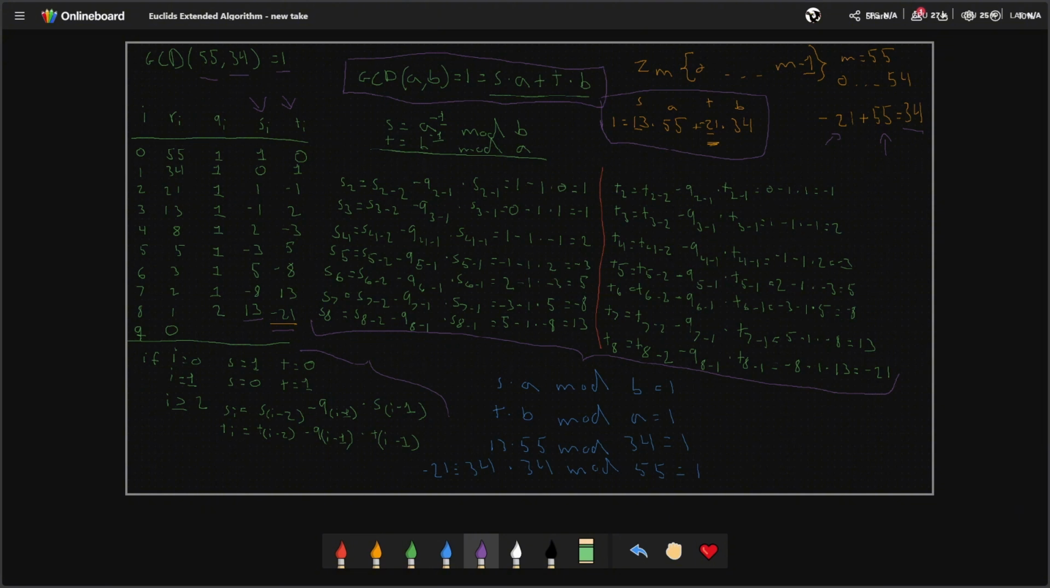Finally, we then looked at the initial goal, which was to figure out if s multiplied by a modulo b was equal to 1, and if t multiplied by b modulo a was equal to 1. And we plopped the numbers into the equations down here and wrote up that 13 multiplied by 55 modulo 34 should be equal to 1. Negative 21, which is congruent to 34, multiplied by 34 modulo 55 is equal to 1. And then we showed with the Python window that we found the correct values.